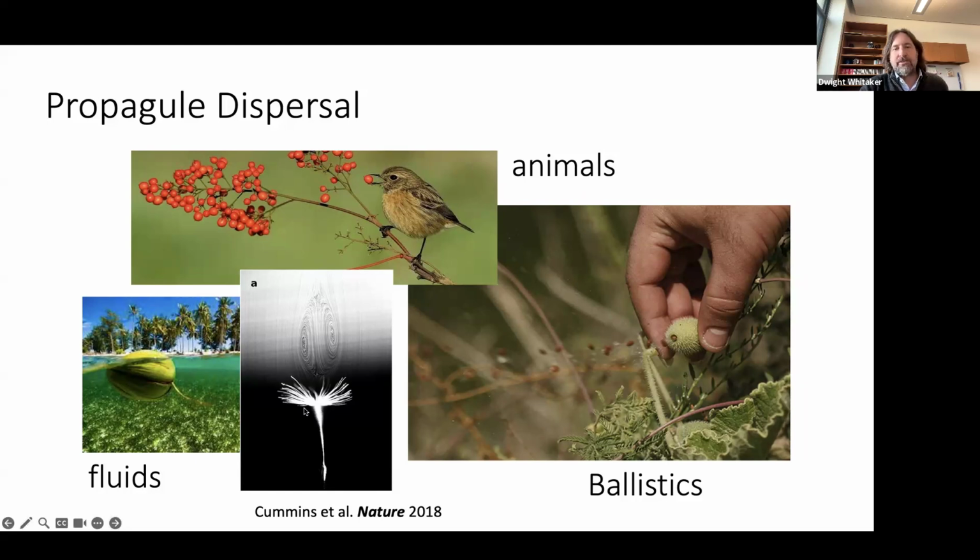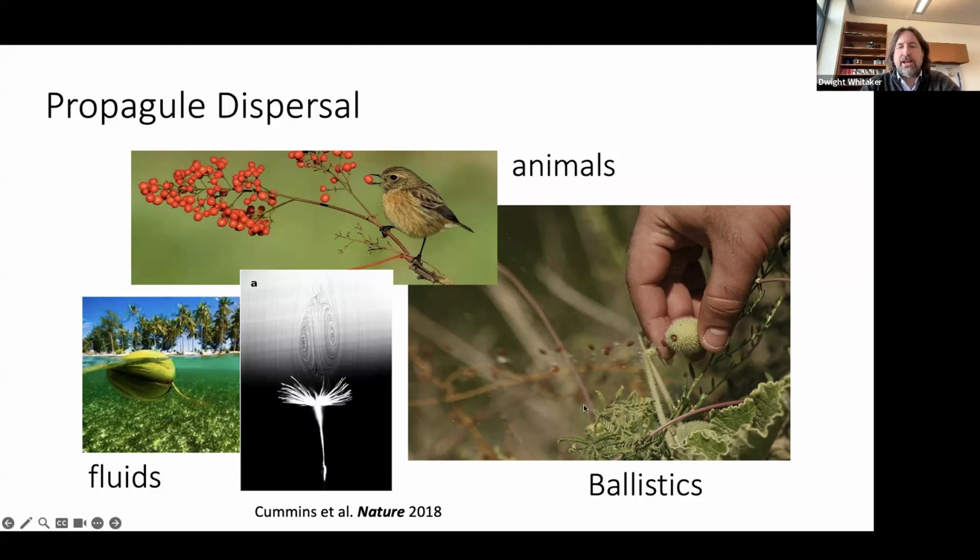So really, the champions, if you want to disperse your seeds really far, the best strategy is to use the wind or other fluids to disperse your seeds. But interestingly, there are a lot of plants that don't use the wind. Here is a squirting cucumber, a frame from a video of a squirting cucumber, where the plant itself ejects the seeds as projectiles at high speeds.